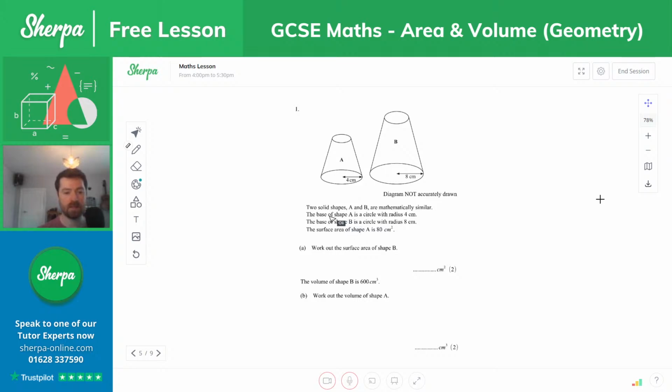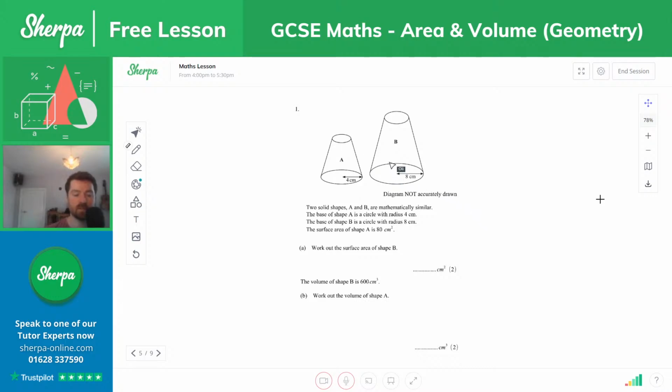So we're also told that the base of shape A has a radius of 4, and the base of shape B has a radius of 8. That's just explained to us in the diagram there. And the surface area of shape A is 80 centimeters squared. So we want the surface area of shape B. Well, there's a couple of different ways we could think about solving this question.